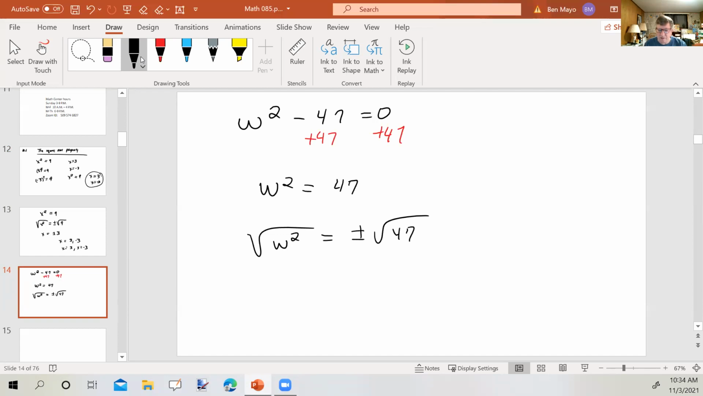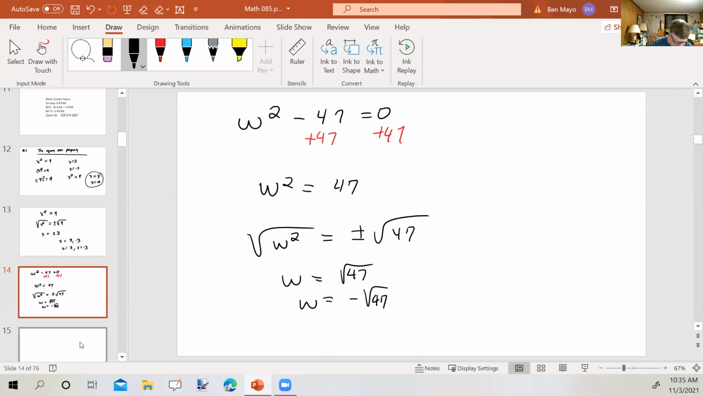Don't forget the plus minus. If you forget that, you're basically throwing out half the solution. So you want to keep that in mind. So W equals the square root of 47 and W equals negative the square root of 47. So there's our two solutions.